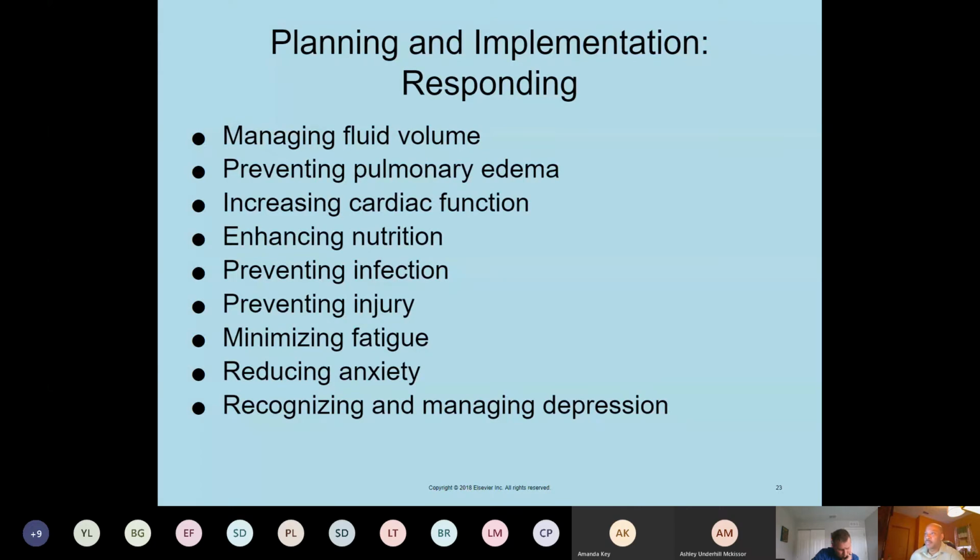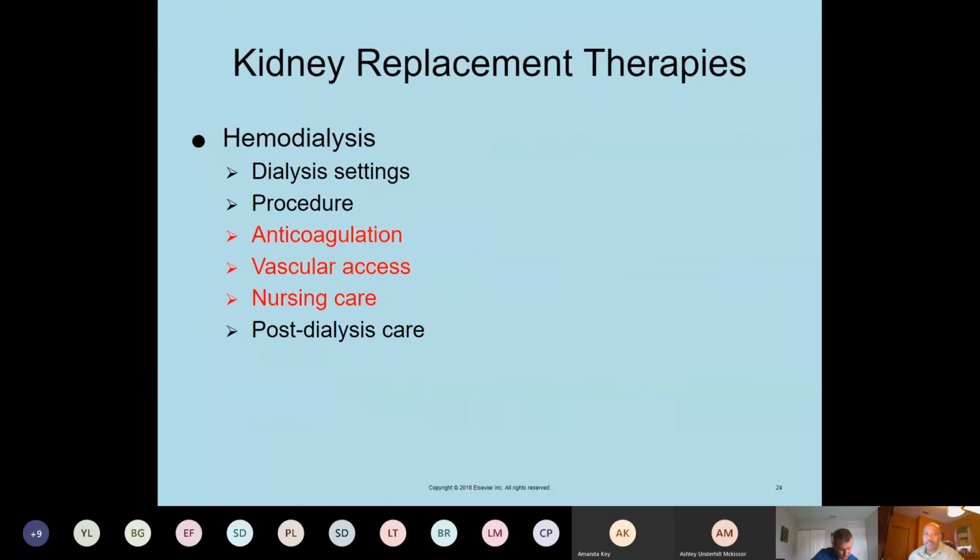All right, so now we get into the KRT replacement therapies, and we have almost 30 minutes to get through some of this. All right.